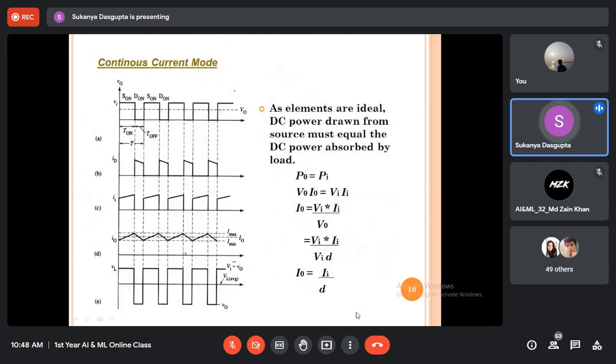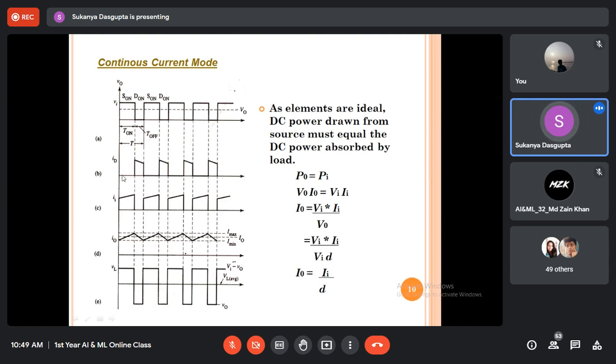And this is the expression of output current for the buck converter. So it's inversely proportional to D, the duty ratio. The first one is showing the input voltage curve, you can see, and this dotted line is showing the average DC output voltage. This is the diode current.